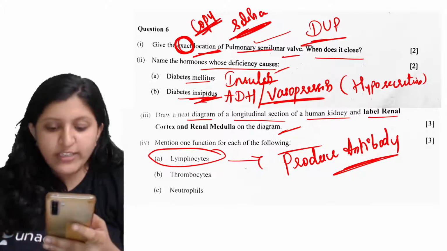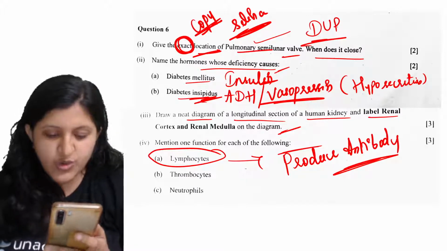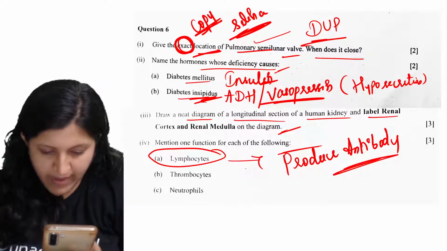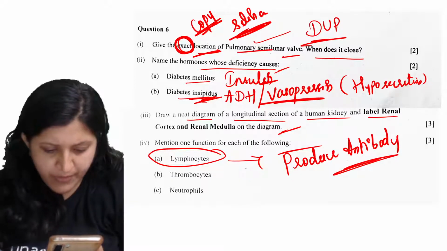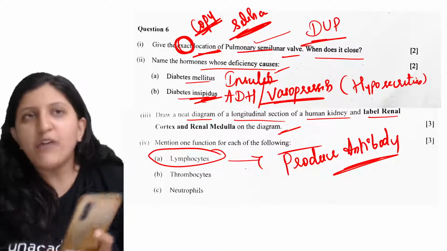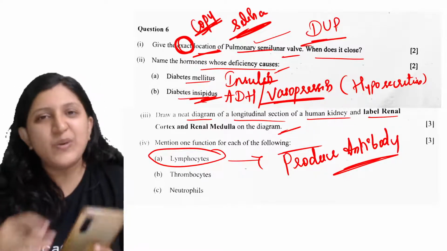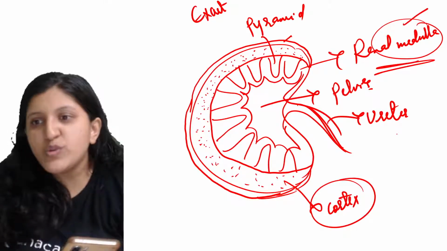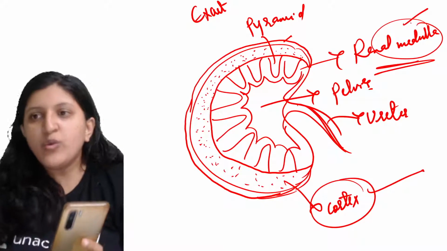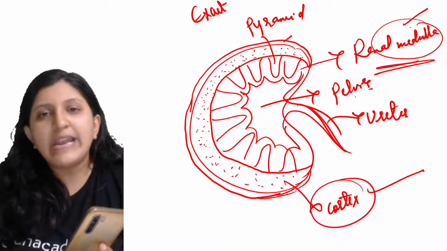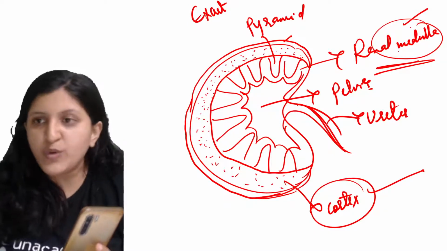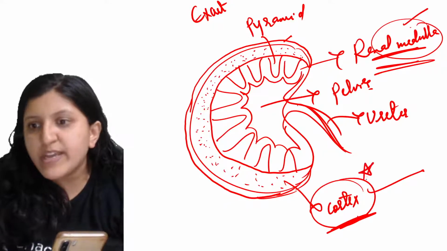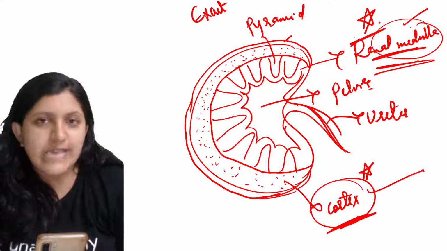Yes, showing the dotted appearance was essential. Someone has shown the renal column of Bertini as well. Whatever extra labeling you are doing is completely fine. Since they have mainly asked these two, these two have to be there. If you are labeling any other part along with them, that is absolutely fine, but these two parts must be there.